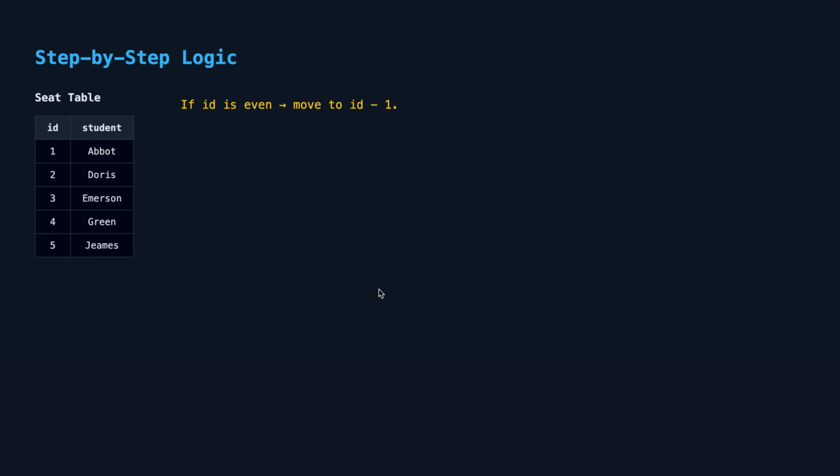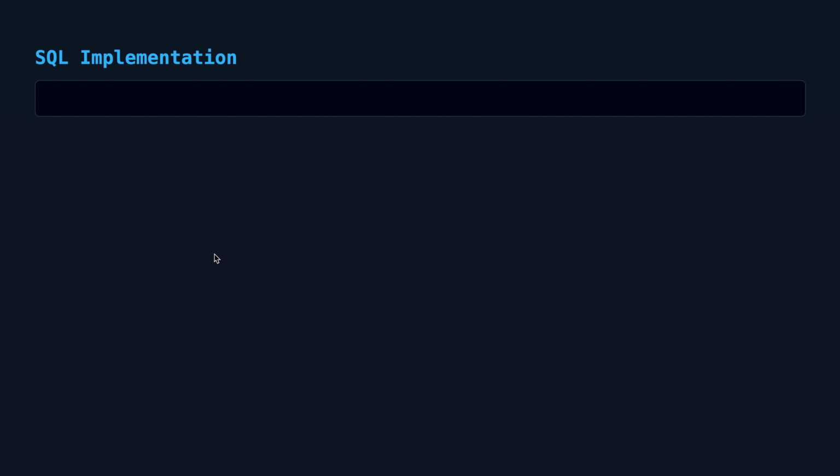So let's quickly summarize the logic. If the seat ID is odd and it is not the last row, we move it to ID plus 1. And if the ID is even, we move it to ID minus 1. And if the seat ID is odd and also it is the last row, we keep the ID unchanged. And once we compute these new IDs, we simply sort the result by ID to produce the final seating arrangement. Now let's translate this logic into SQL.